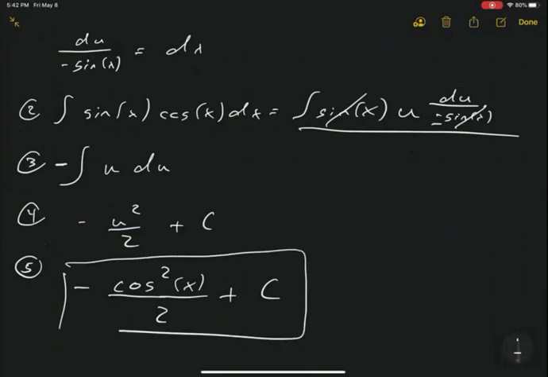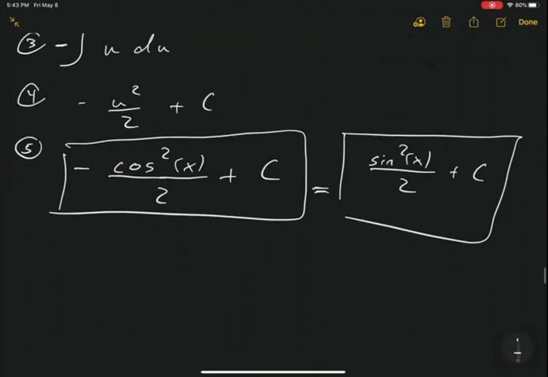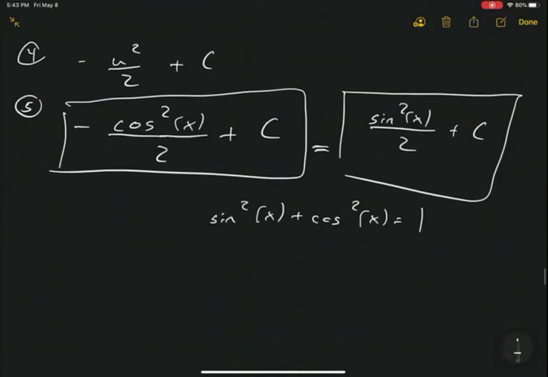Now, remember when I did it the previous way, I had a different answer, right? I had positive sine squared of x over 2 plus c. Well, it turns out these two things are actually the same. Why? Because we have this identity, right? Sine squared of x plus cosine squared of x equals 1. Let's get cosine squared by itself. So cosine squared of x equals 1 minus sine squared, right?